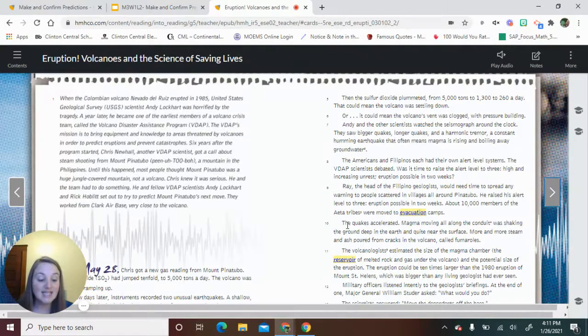The eruption could be 10 times larger than the 1980 eruption of Mount St. Helens, which was bigger than any living geologist had ever seen. Military officials listened intently to the geologists' briefings. At the end of one, Major General William Studer asked, "What would you do?" The scientists answered, "Move the dependents off the base." The officers relocated pregnant women and the elderly. The Air Force newspaper and TV station began broadcasting details of an evacuation plan. What to bring and where to go.